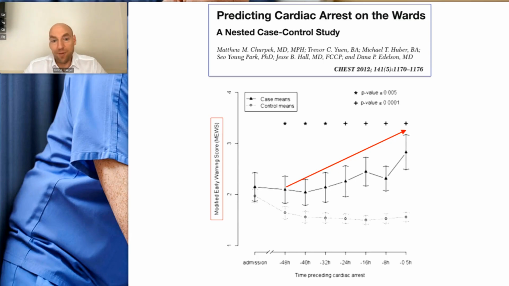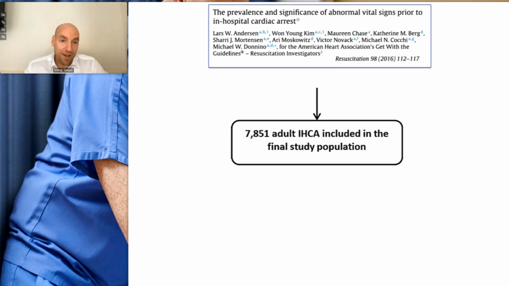And if we would monitor those vital signs and regularly calculate early warning scores, we may recognize much earlier than we often do today that the patient starts deteriorating and may be at risk for developing more serious complications. This is a very similar analysis, almost 8,000 adults who then unfortunately developed in-hospital cardiac arrest.